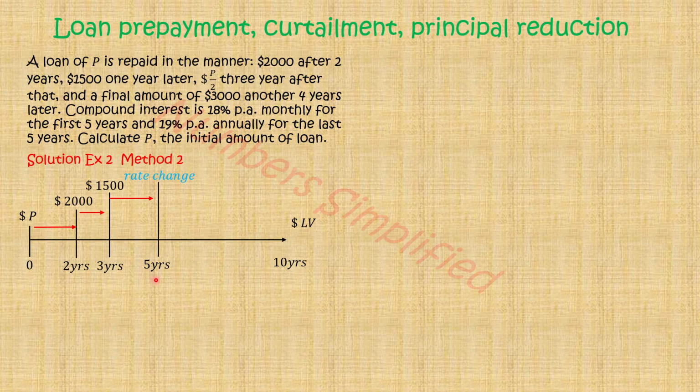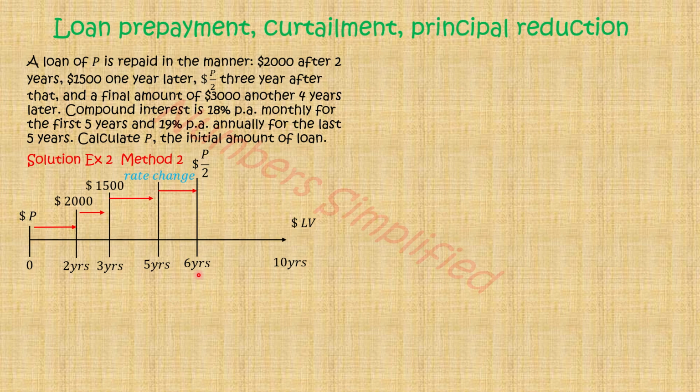We see as well that in the 5th year there was a rate change, or change of interest rate, and also how it is compounded. So in the first 5 years, we know that the interest rate was 18% and compounded monthly, implying that the number of periods in a year is 12. But beyond 5 years, we have a different interest rate of 0.19 expressed as a decimal, compounded annually. Then in the 6th year, we have a payment of P over 2 that was made. So it implies that each and every time a payment is made, we would need to see what the balance of the loan is.